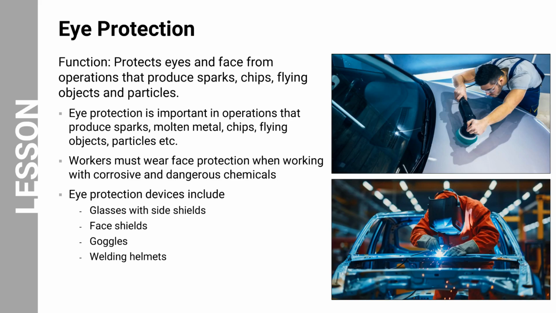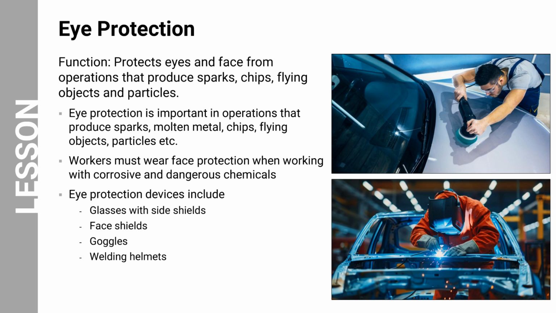The third personal protective equipment is eye protection. Certain jobs and industries require workers to wear safety glasses to protect their eyes from potential injuries. Eye protection is important in operations that produce sparks, molten metal, chips, flying objects and particles, liquid chemicals, airborne dust, vapors and gases, or ultraviolet radiation. Workers must use additional face protection when working with corrosive and dangerous chemicals and eye protection devices. Devices that protect the eyes include glasses with side shields, face shields, goggles, and welding helmets.